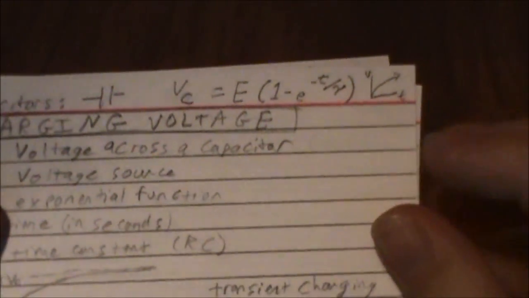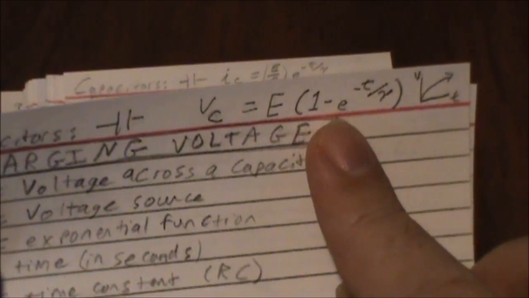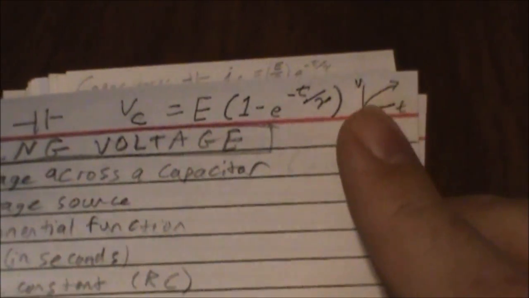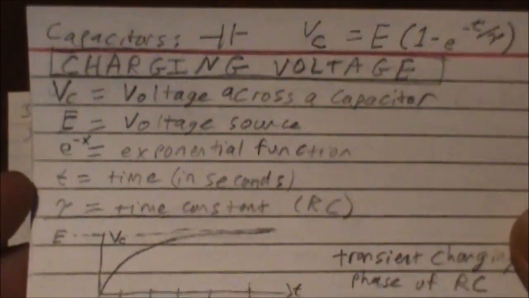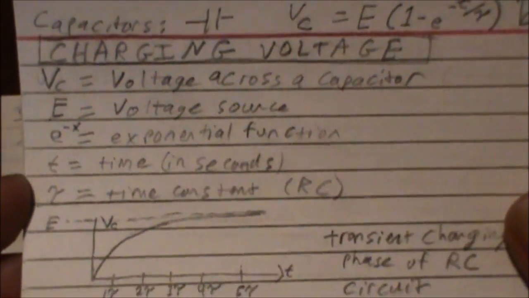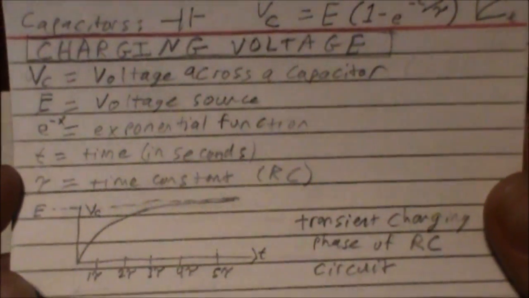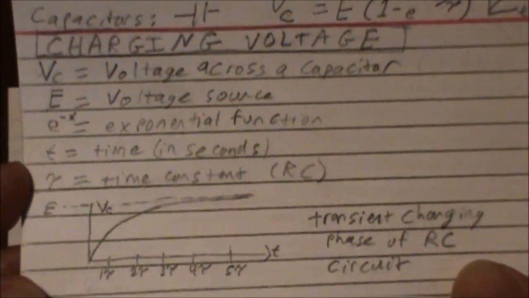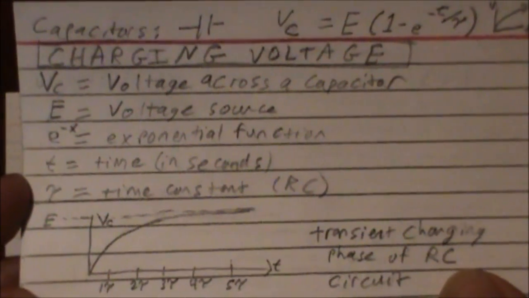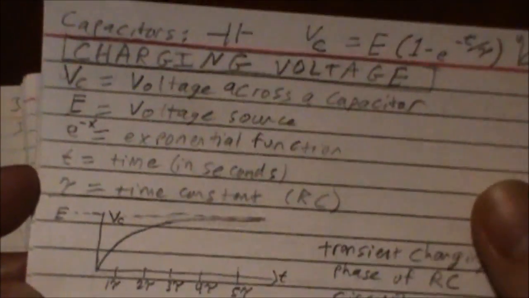Voltage across the capacitor, this is going to look familiar to inductors, so it's your voltage source times 1 minus e to the minus t over tau, and it's going to go up with time. See, voltage source, exponential function, time constant, our tau, and then here we go. This is what you call the transient phase of charging. An RC, so we have a resistor and a capacitor in a circuit. And there's our 5 tau, there's our slope.